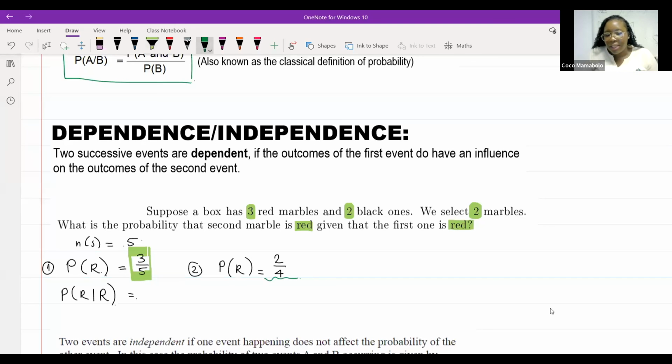Now, one of the marbles has already been taken out. Correct? So we don't have 5 marbles anymore. We have 4. So what is the probability of me getting red again if I've already taken out a red one? Now the probability goes down to 2/4. One of the red marbles has been taken out and there are only 4 marbles left. I hope that made sense.